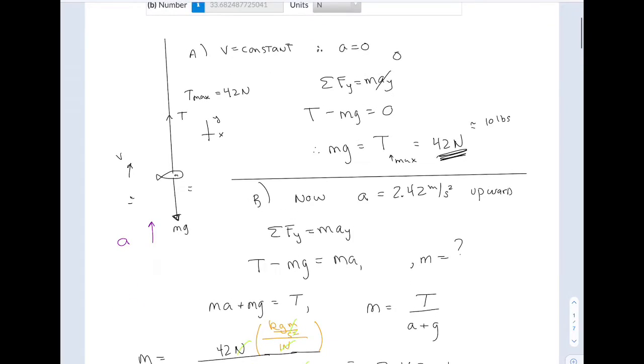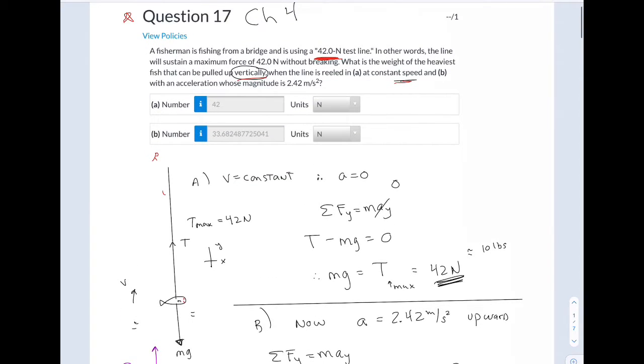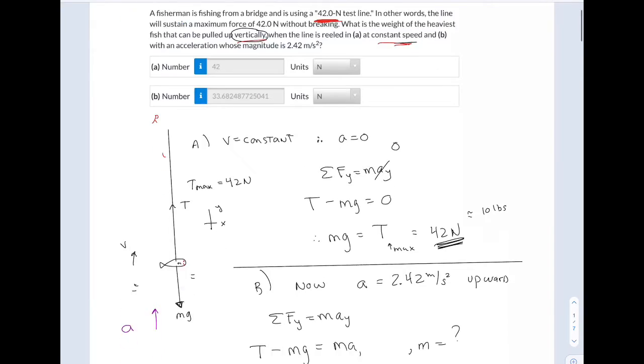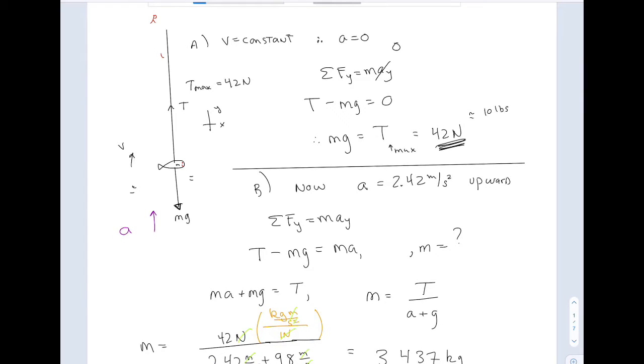So here's the picture. The person's up here, here's the fishing line, and here's the fish. They tell me it's being pulled up at constant speed, so that's reflected in my diagram. Speed is constant, which means the acceleration is 0. So for part A, acceleration is 0.